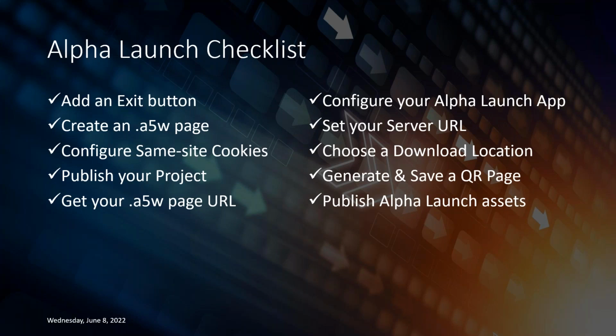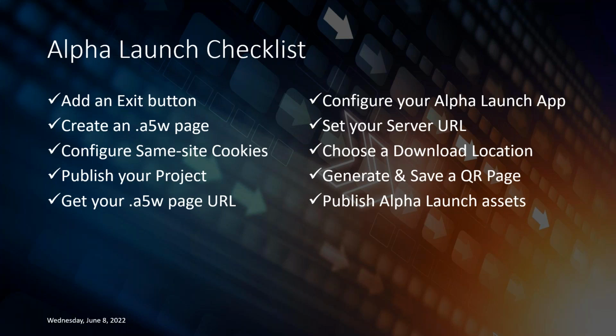Just as a reminder, this is the Alpha Launch checklist of the recommended steps you should go through. Certainly the first time you do this. Once you are comfortable with understanding what your server URL is, you can skip a few of these things like creating an A5W page and publishing that page so that you can get the page URL, so you can use that to figure out what your AJAX callback URL is, so that the app, when it's running on the device, knows where the server is so that it can run server-side code that your application may need.